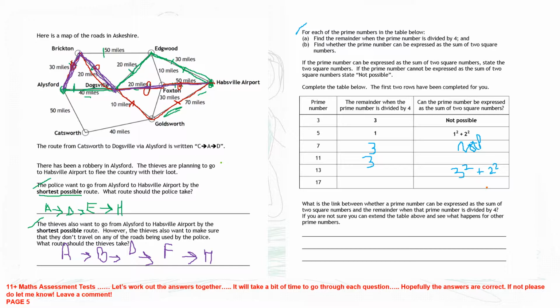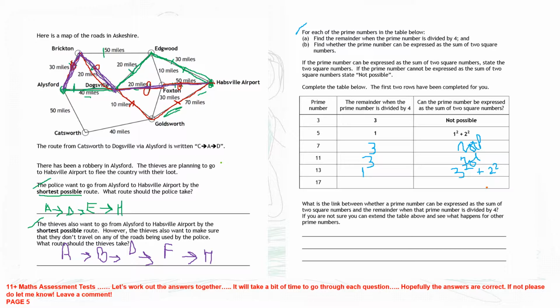3 square plus 1 square is 10. So 9 plus 4 is 13. So 3 square plus 2 square. The remainder here is 1, because 4 times 3 is 12. For 11, the remainder is 3. This is also not possible.